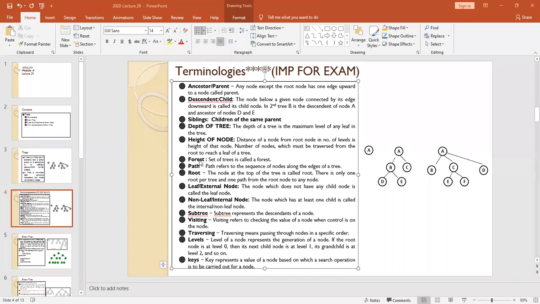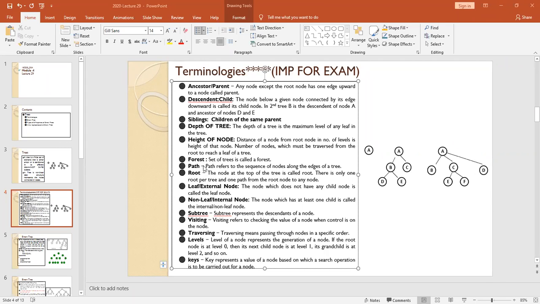Now come to the next one, forest. A set of trees is called a forest. If you place all these three trees together, we call it a forest. Because in general, many trees with plants will be inside a forest. That's why we call a set of trees a forest.